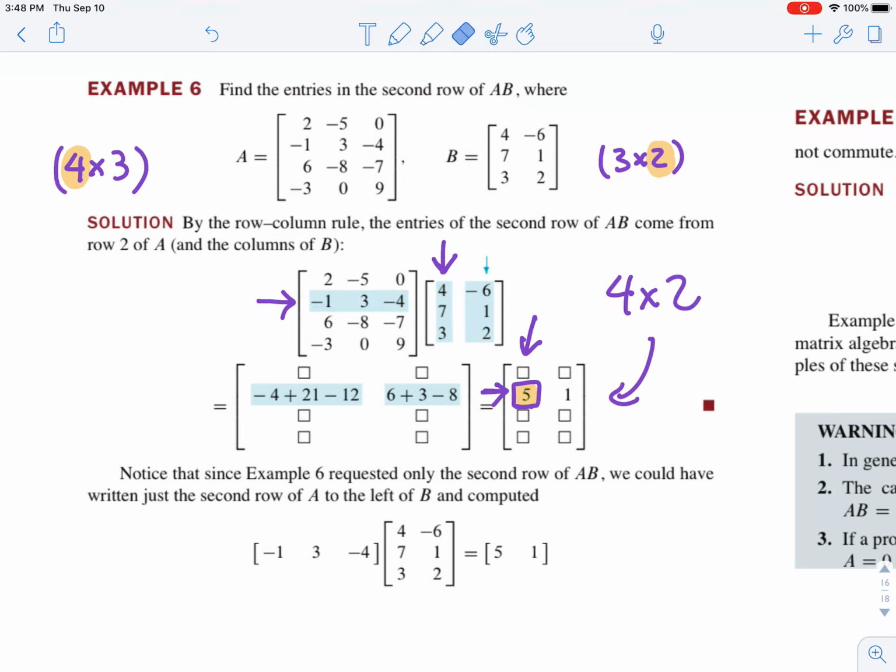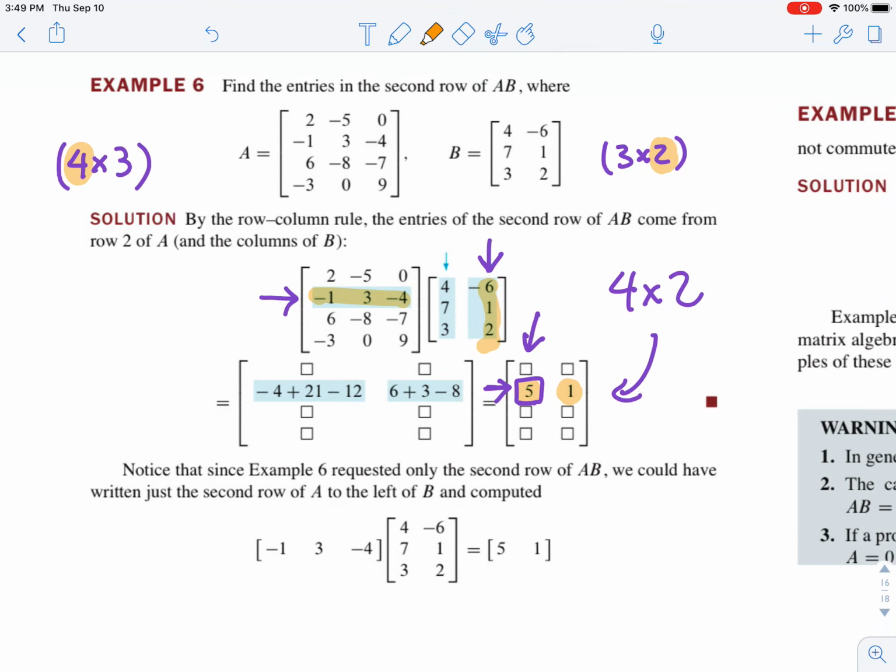And similarly, if I want to find the output over in the second column, well, I'm just going to pick this up and move it over one. And I'm going to go like this and like this. And if I do that multiplication, well, again, I do -1 times -6, 3 times 1, -4 times 2, and if I add those things together, I'm going to get 1. So that's how I got that number down there.